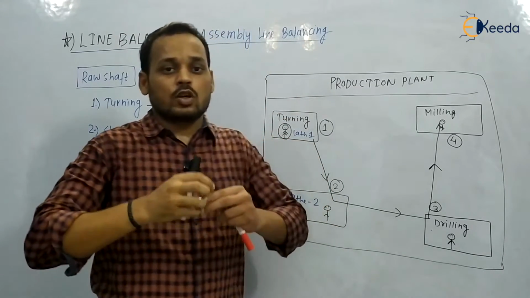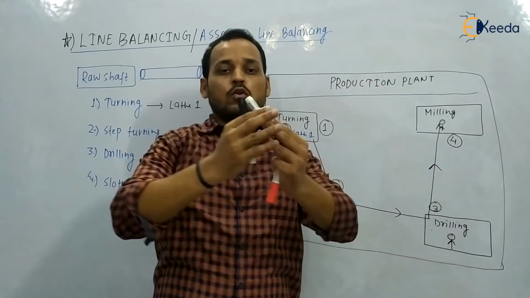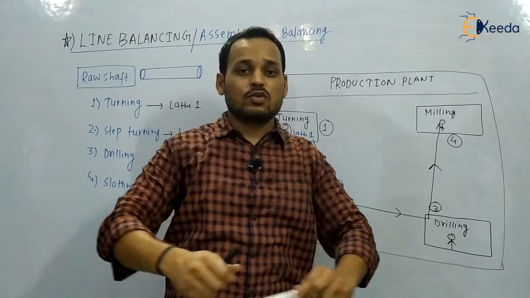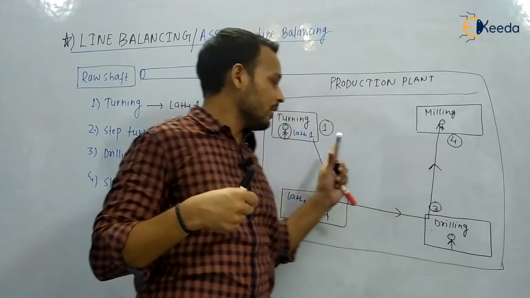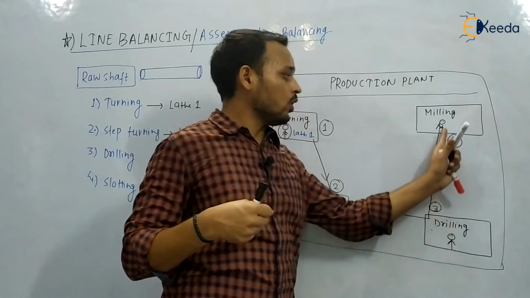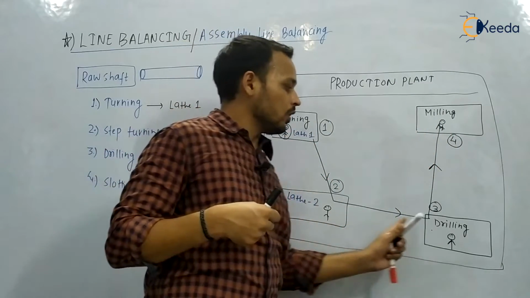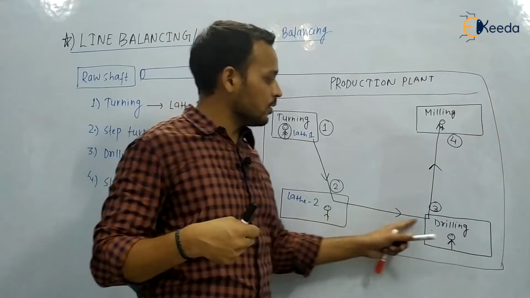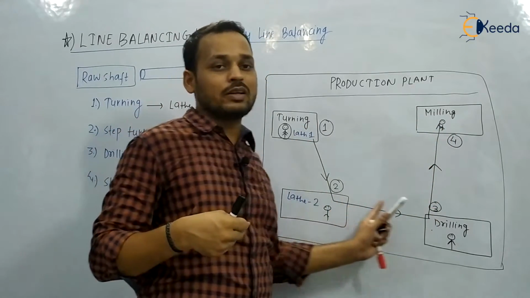And suppose the raw shaft is very long, or suppose we are going to perform some operations which are very heavy. It means that unnecessary movement of the operator and the raw material is going to take place.